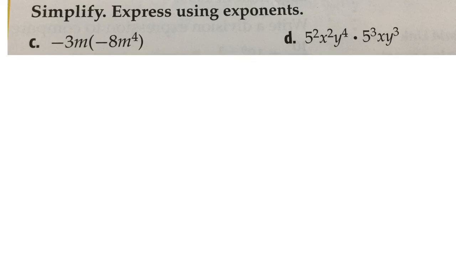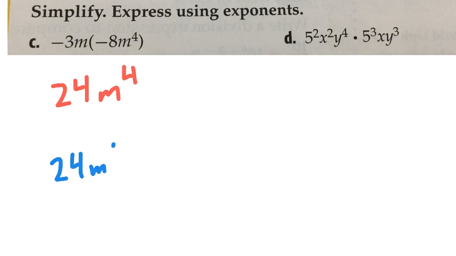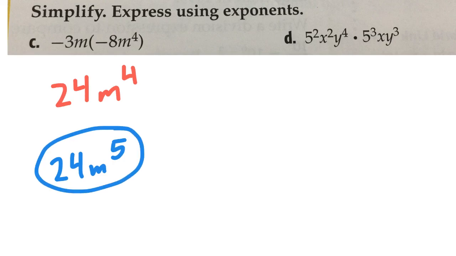Okay, what'd you get on C? On C, I got 24m. 24m to the fourth power? What do y'all think? Yes, because you have to. Oh, I forgot if one didn't have a... Okay. You had to add one.